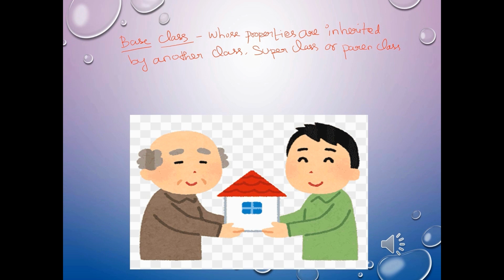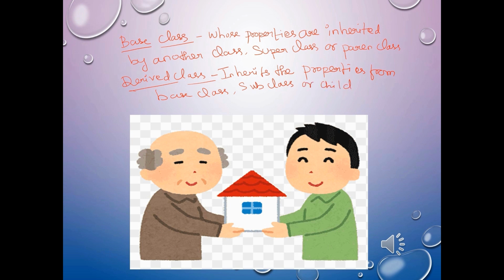And next one is derived class. Derived class is nothing but a class that inherits the properties from a base class. Derived class will inherit the properties of base class. Another name for derived class is subclass, or we can say child class. This is about base class and derived class.